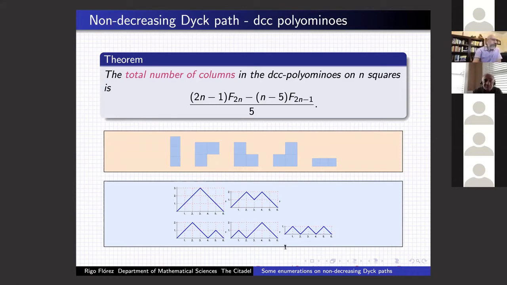So, and this is interesting, that connection is because at this point, there are a lot of open questions in polyominoes. And we believe, we don't know yet, but we believe that maybe instead to prove those questions in polyomino, maybe it's possible to prove them here in non-decreasing dip paths. That's a future project to work on.